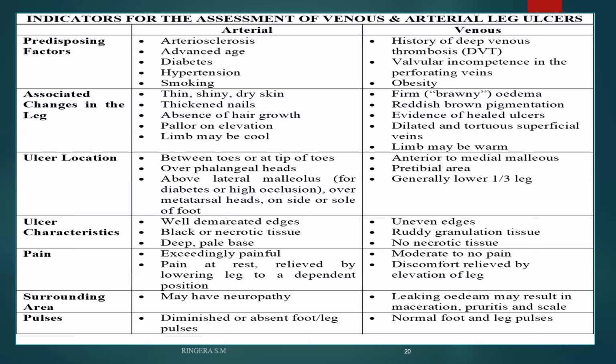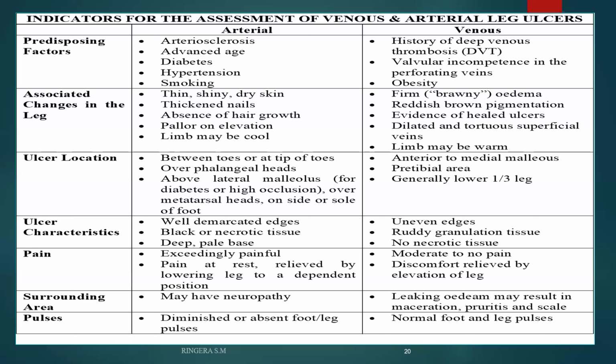Now, the ulcer location for our arterial patient may be between the toes or the tip of the toes. You may find them over phalangeal heads and above the lateral malleolus. Whereas when you are dealing with the venous patient, you may find them generally on the lower third of the leg.